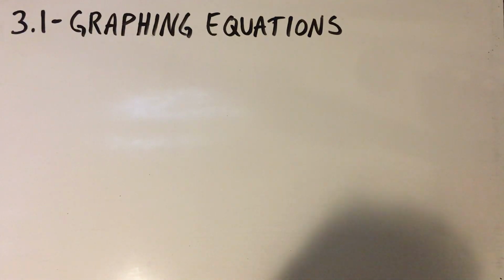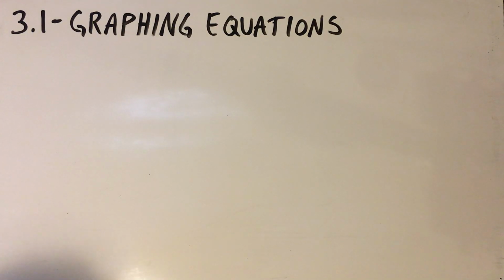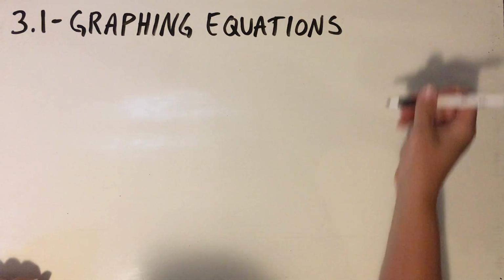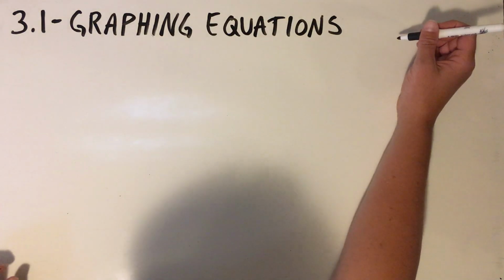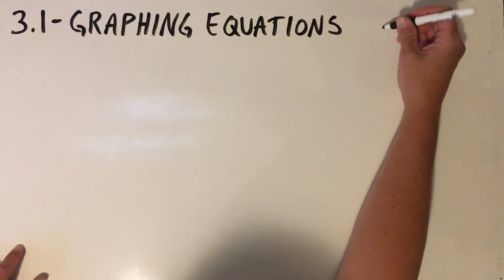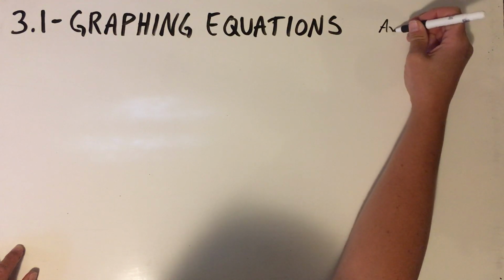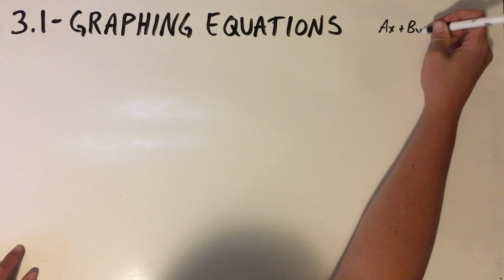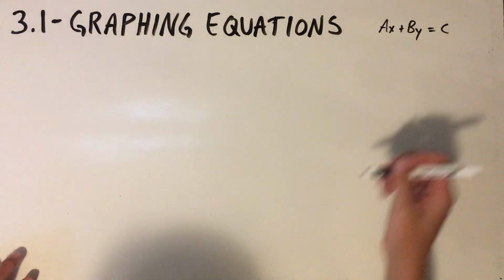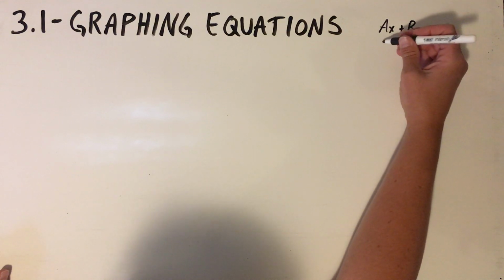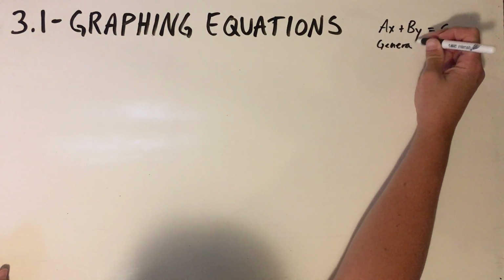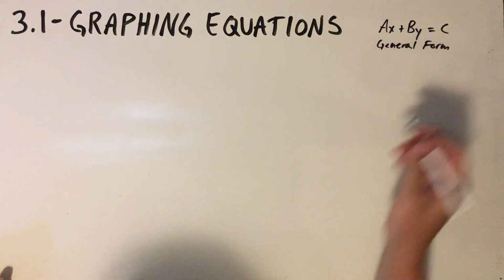This is 3.1, graphing equations, and we are going to talk about several different things. Particularly, we're going to talk about the XY coordinate system and how to point plot and graph equations. We're going to be talking about equations in the form ax plus by equals c. This is the general form of a line, a linear equation.